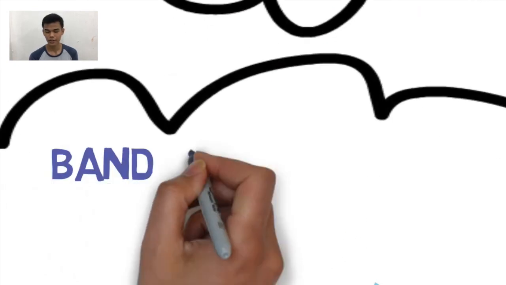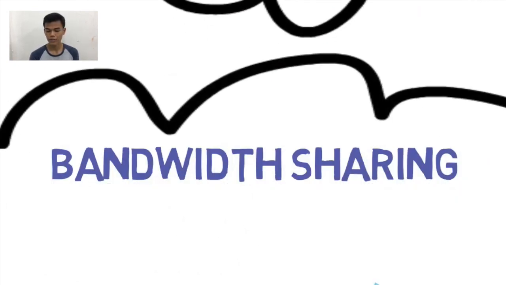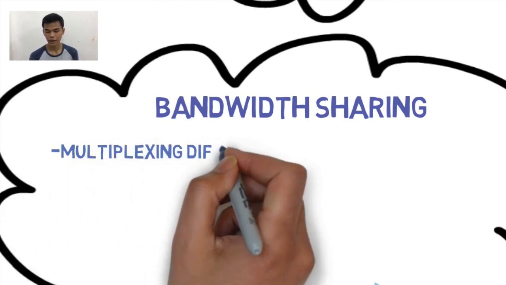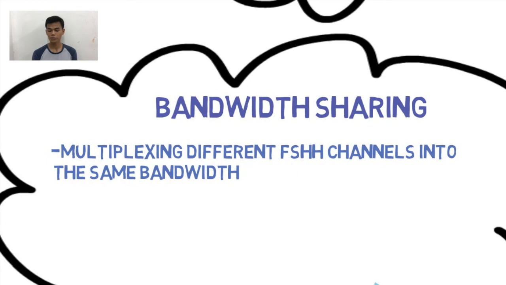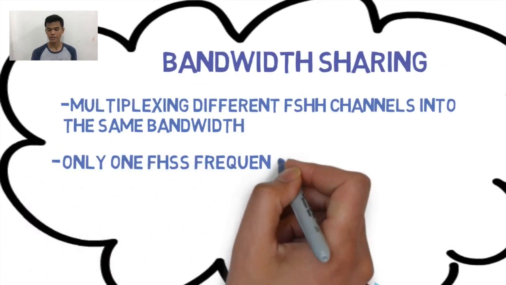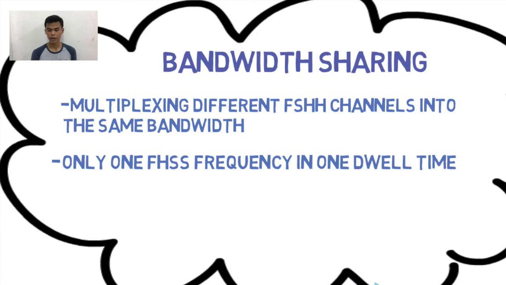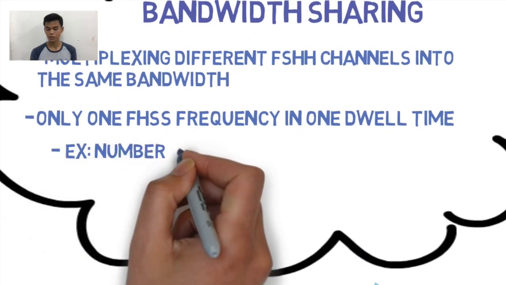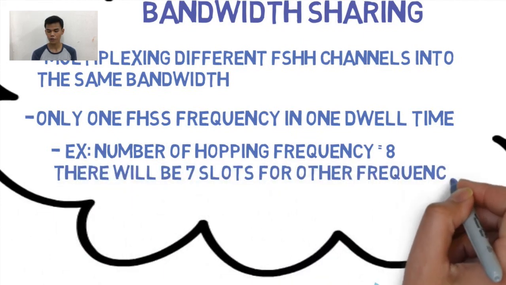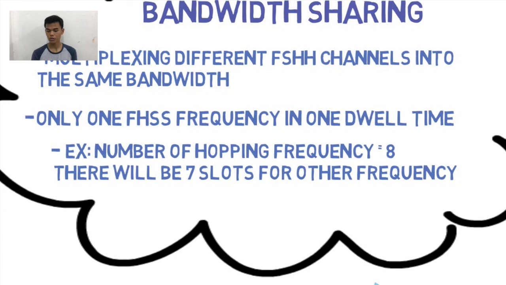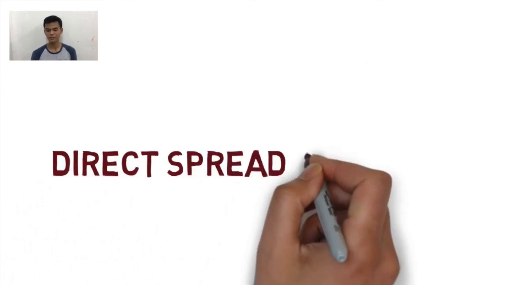Now we are going to the third subtopic, which is bandwidth sharing. The concept of bandwidth sharing is to multiplex different FHSS into one single bandwidth. This is possible because there is only one FHSS frequency in one dwell time. For example, the total number of hopping frequencies is 8. Hence, there will be 7 slots for other frequencies to fit into the bandwidth of 8 frequencies in one dwell time. Now let's go to the second technique, which is direct sequence spread spectrum.